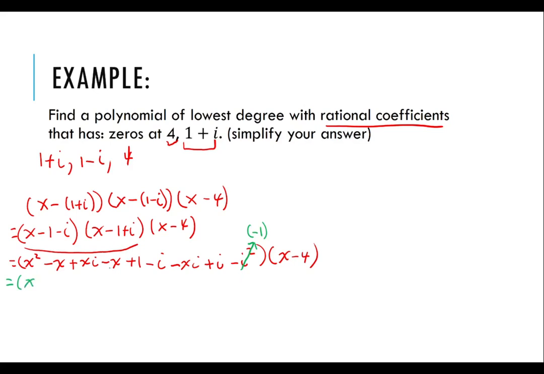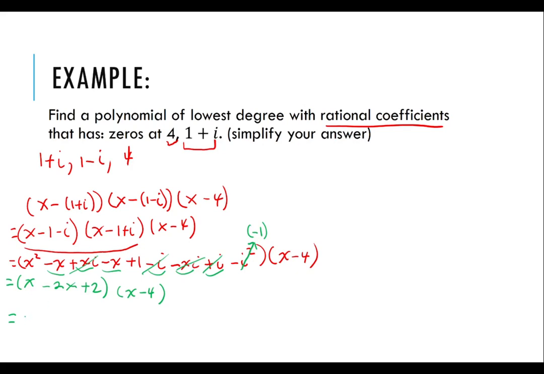Negative x is negative 2x. Then plus xi minus xi, that gives us 0. Minus i plus i, that gives us 0. Then I have plus 1 minus minus 1, which is 1 plus 1, or plus 2, times x minus 4. Then to put that in simplest form, continue to multiply.